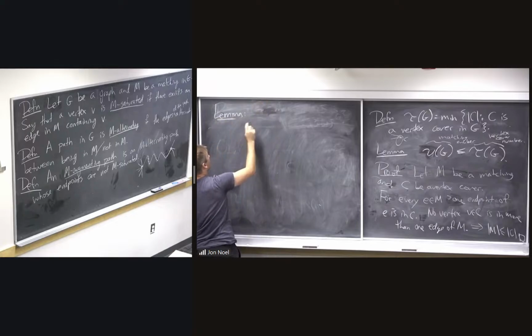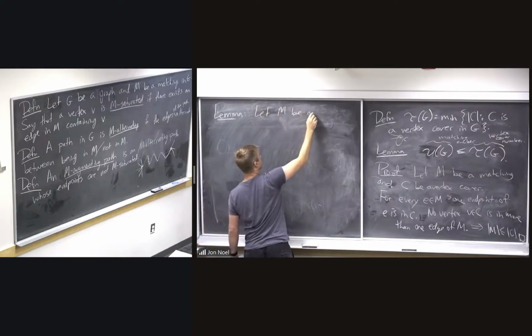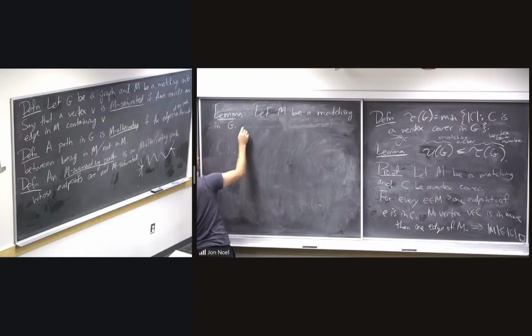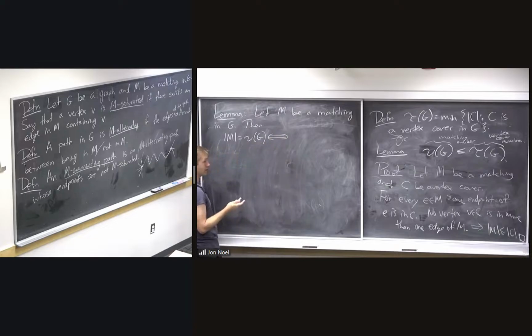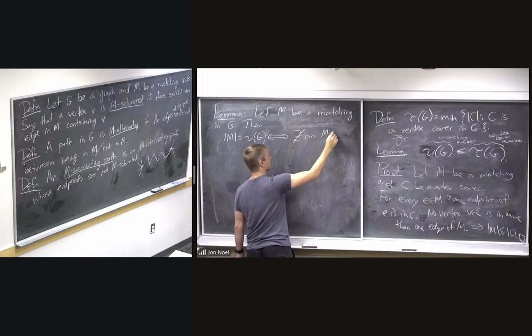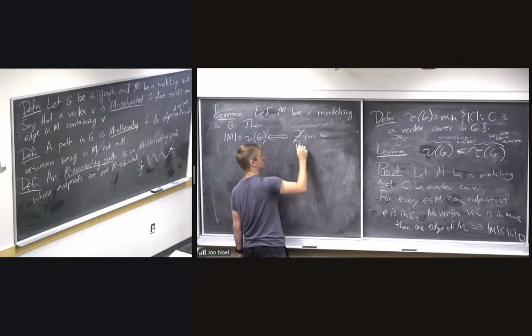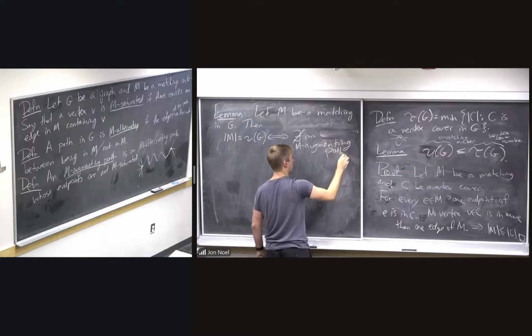So, let M be a matching in G. Then we can write it like this: the size of M is equal to nu of G, meaning it has maximum size, if and only if there doesn't exist an M-augmenting path.